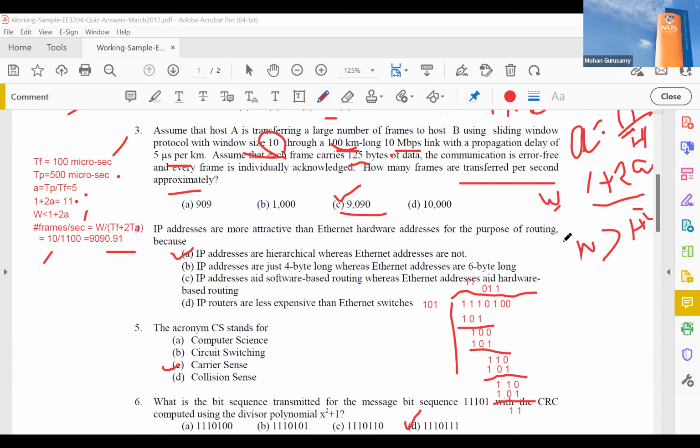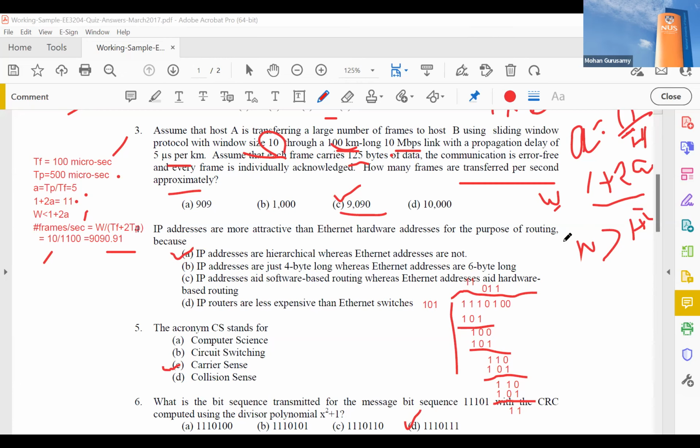Question number 4. IP addresses are more attractive than Ethernet hardware addresses for the purpose of routing. Why? A, IP addresses are hierarchical, whereas Ethernet addresses are not. B, IP addresses are just 4 byte long, but Ethernet addresses are longer, which is 6 byte long. C, IP addresses facilitate software-based routing, whereas Ethernet addresses aid hardware-based routing. D, IP routers are less expensive than Ethernet switches.